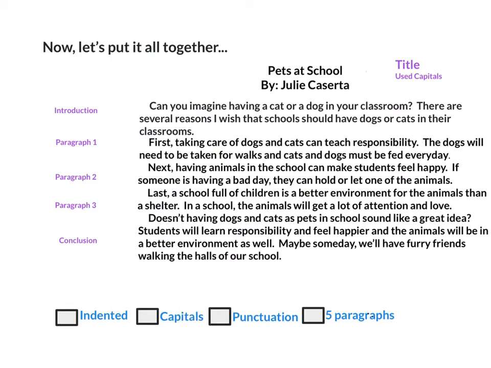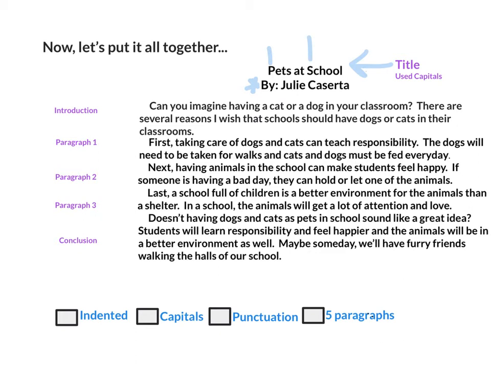So last but not least, I then put it all into one big paper. So first, what I do is I make sure that I have a good title and it's centered. It's also capitalized, if you notice. Pets at school. So the big words are capitalized. I then put underneath who it's by. It's by Julie Caserta.